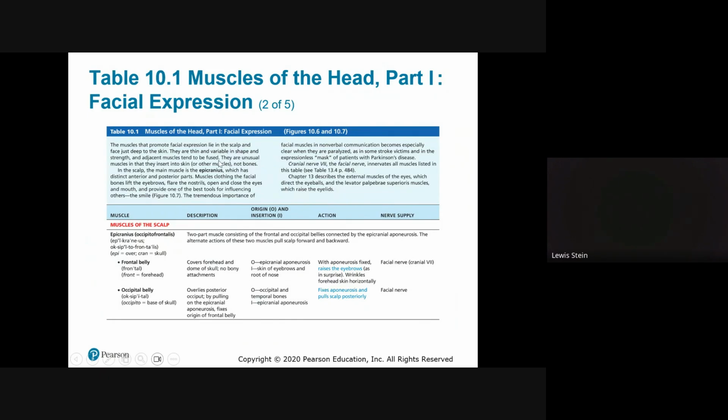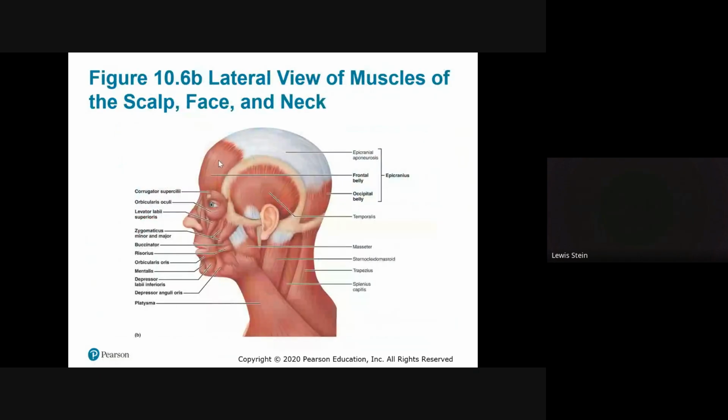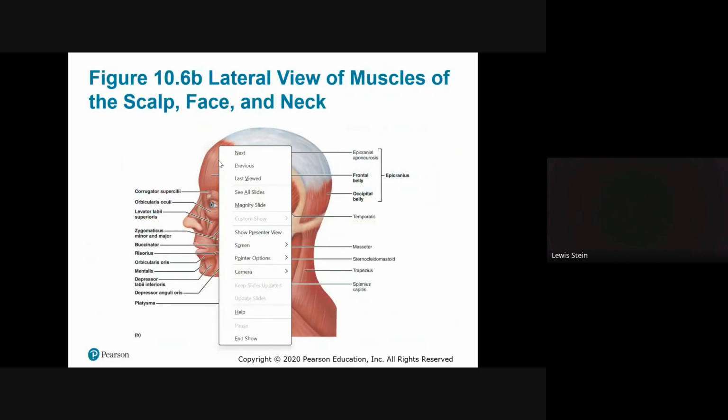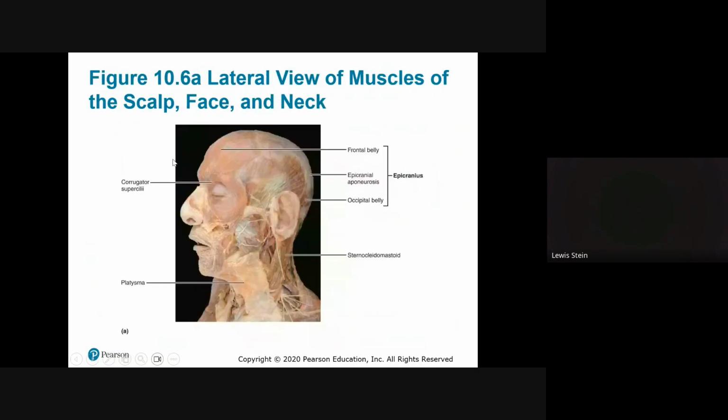This is just an example of what they are. Sorry, I'm on my computer at home. And so they're showing you a prosected section. So this is the frontalis area over the frontal bone, and the occipital area here.